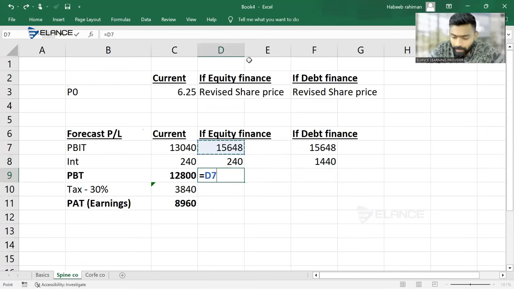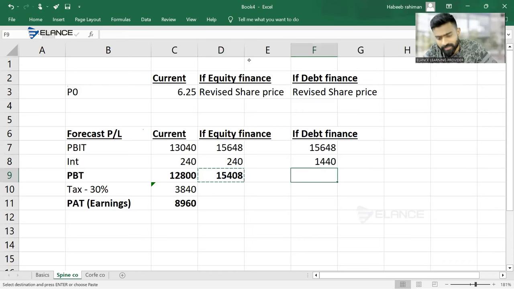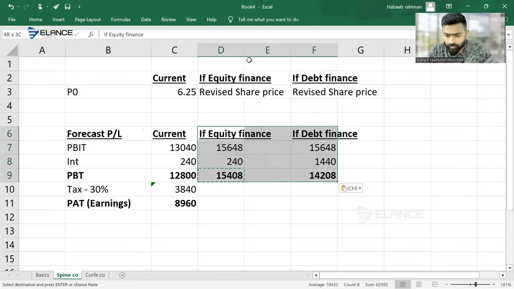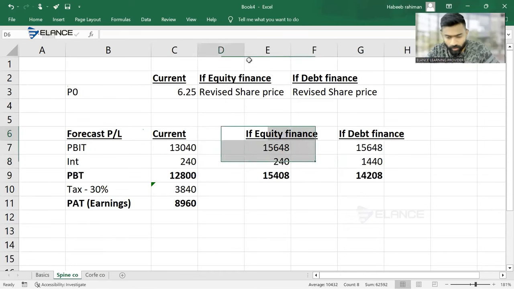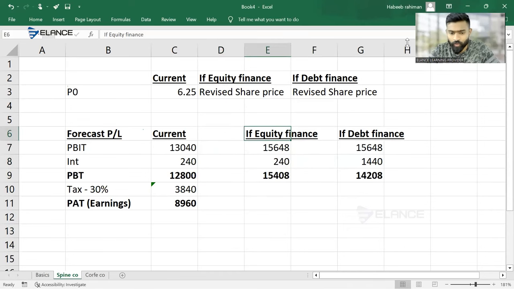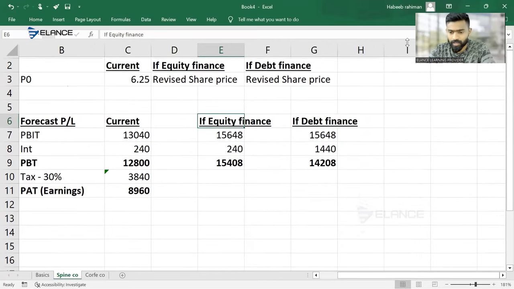Now we'll get PBT. PBT means PBIT minus interest. I'll keep some space in order to get a good view of this.